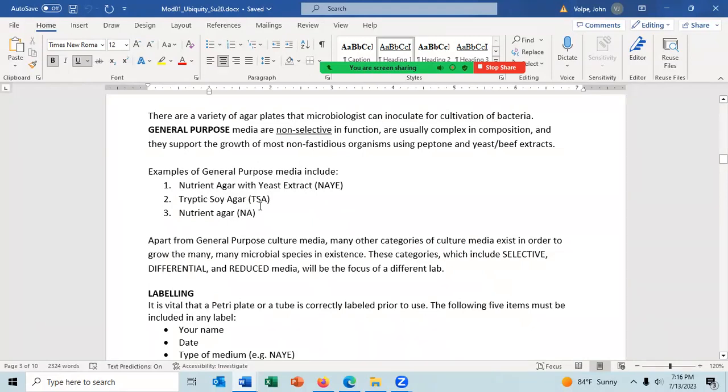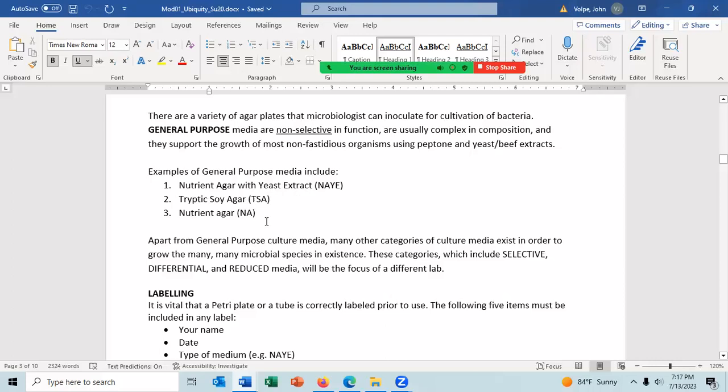And does it have any other additives? I don't remember if that has any other additives that microbes would eat. Nutrient agar is just peptone extracts and beef extract. So you get the cow and grind it up, and then you add the water, and that's all it is. So the NA is a little richer than the nutrient agar because it has added yeast extracts.